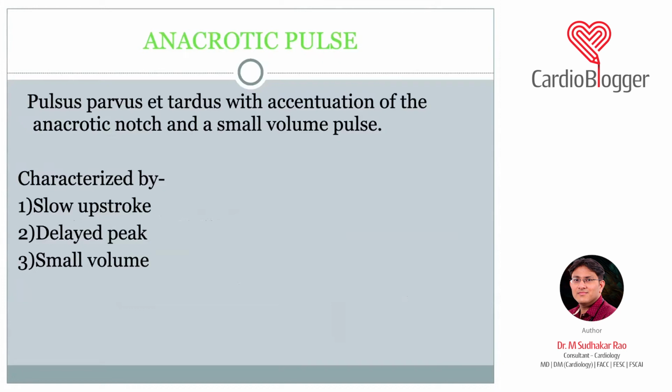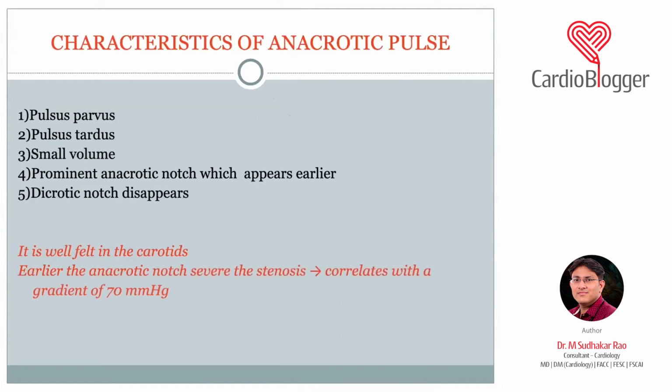So the typical characteristics are a slow upstroke, delayed peaking, and a small volume. As I already told you, parvus is a small volume, delayed peaking is tardus, and a slow upstroke is an anacrotic pulse. Apart from this, we also get a prominent anacrotic notch which appears earlier than in a normal pulse, and the dicrotic notch usually disappears in cases of an anacrotic pulse. It is well felt in the carotids, and the earlier the anacrotic notch, the more severe is the AS. It correlates with a gradient between LV and aorta of 70 millimeters of mercury. So the earlier the anacrotic notch, the more severe is the aortic stenosis.